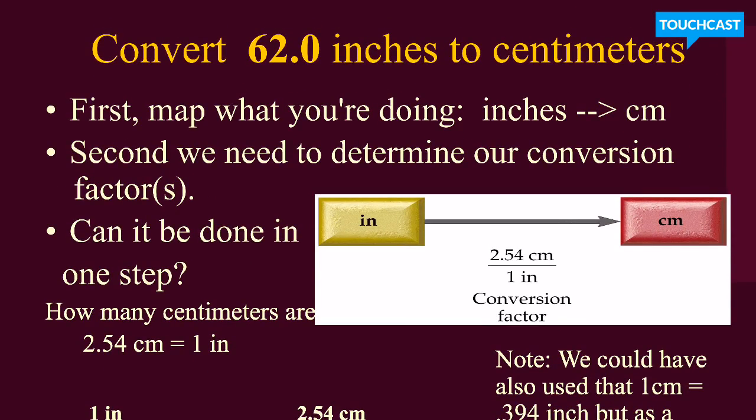Here's your first one. Let's convert 62.0 inches into centimeters. Now, the first thing that you probably want to do is map what you're doing. You're trying to go from inches to centimeters. The next step or thought process that you need to use is to figure out, do I know a conversion factor that can take me straight from inches to centimeters? Can it be done in one step? And when you look it up, sure enough, you see a beautiful conversion factor that will take you straight from centimeters to inches. There are 2.54 centimeters in an inch.